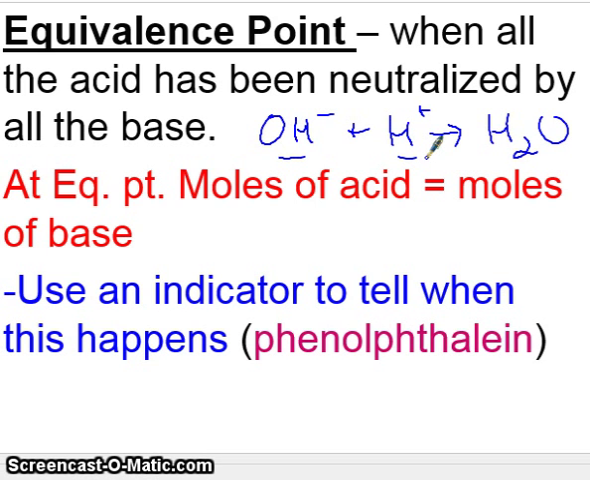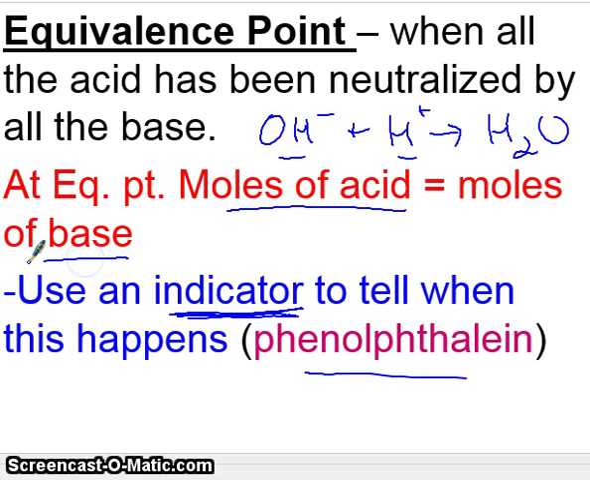You have to stop. And the way we know when to stop is we would use an indicator. We discussed indicators before. This is actually a very important application of indicators. Very often the famous phenolphthalein indicator is used. So at the equivalence point, the moles of acid will equal the moles of base, and you stop the titration.